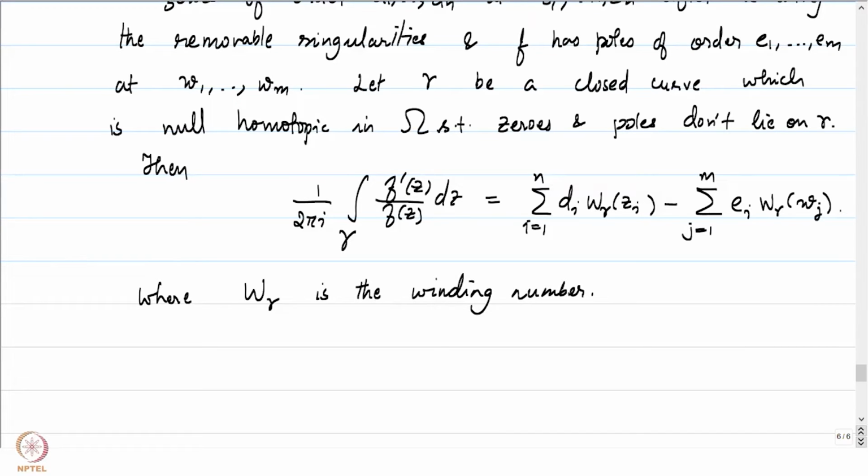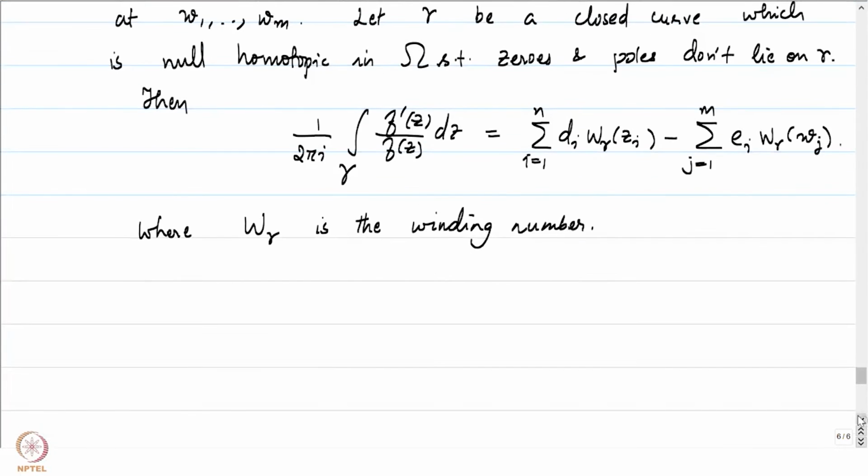So this is a theorem where a combinatorial question of counting the number of zeros and poles is being converted into an analytic argument. So by computing the integral of f prime by f over gamma, we will be able to compute the number of zeros and poles in the interior of gamma.